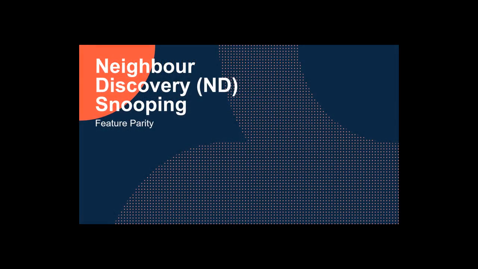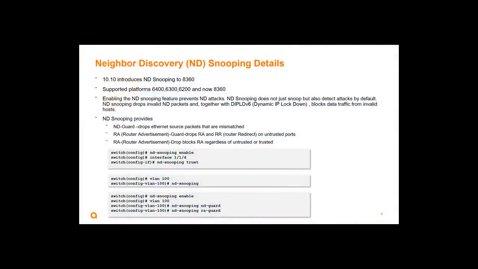The snooping feature parity. 10.10 introduces ND snooping to the 8360. So now supported platforms are the 6400, the 6300, 6200 and 8360. Remember that enabling the ND snooping feature prevents ND attacks. ND snooping does not just snoop, but also detects attacks by default. ND snooping drops invalid ND packets, and together with dynamic IP lockdown, we block traffic from invalid hosts. Remember, ND snooping provides ND guard, dropping Ethernet source packets that are mismatched.